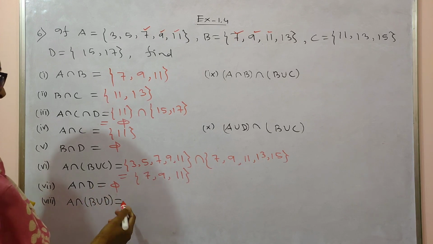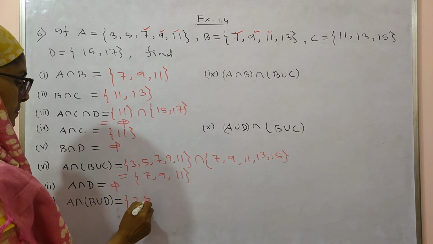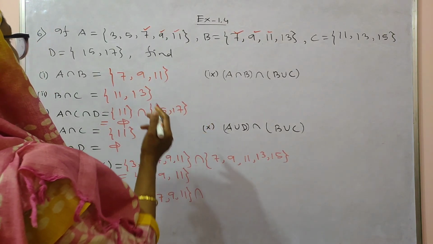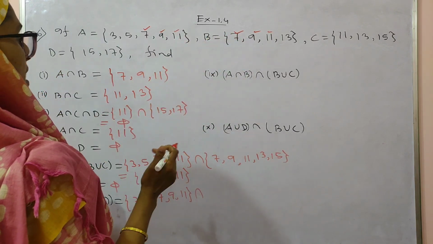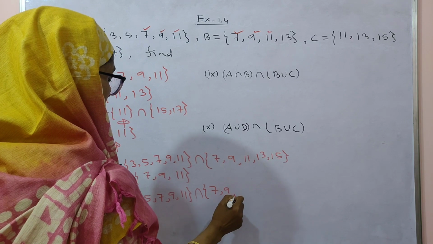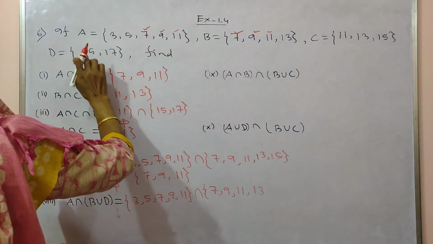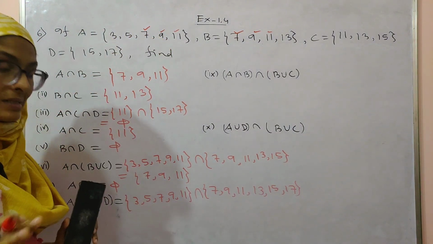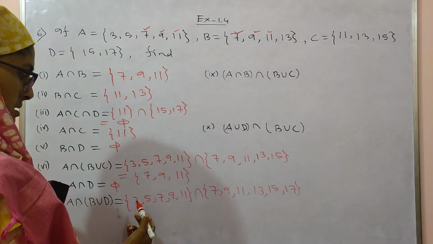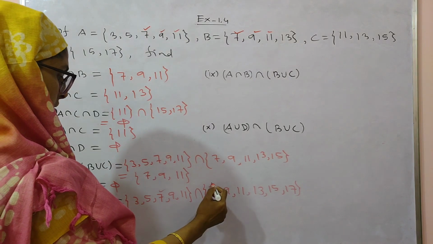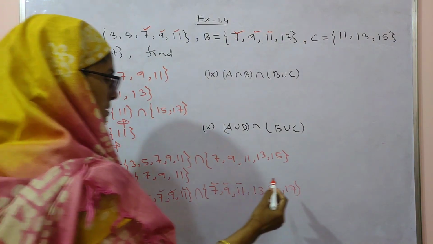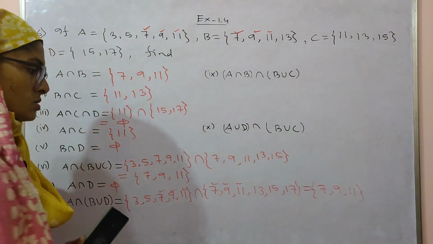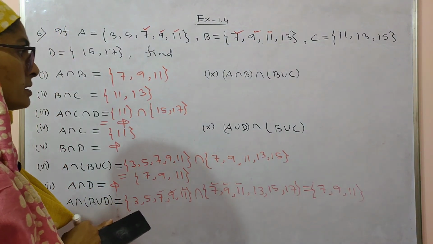A intersection B union D. A is 3, 5, 7, 9, 11, intersection B union D. B union D is 7, 9, 11, 13, 15 and 17, elements that belong either to B or to D. Now, which are the common elements? 7, 9 and 11. So, I think all of you understood. You can write the notes.